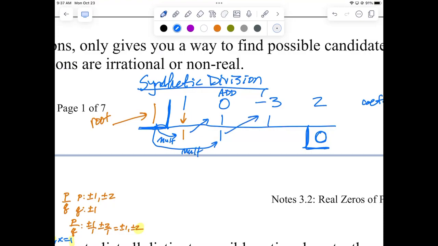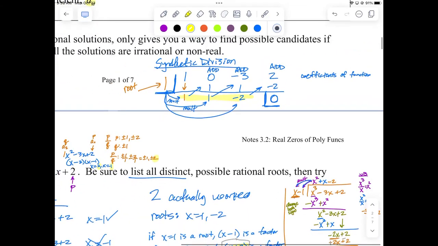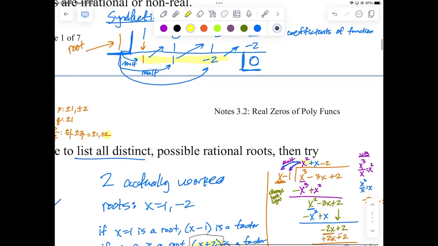1. You slide it up, and now you add vertically. What's negative 3 plus 1? Negative 2. And if you multiply one last time, what's 1 times negative 2? Negative 2. You slide it up and you add, and what do you get? You get 0. Guess what these numbers are? Those are the coefficients of your quotient. Isn't that what we got over here on the top? Yeah. We got 1x squared plus 1x minus 2.